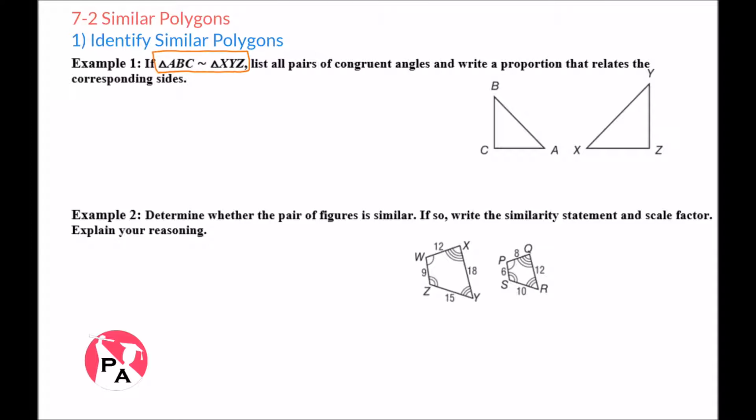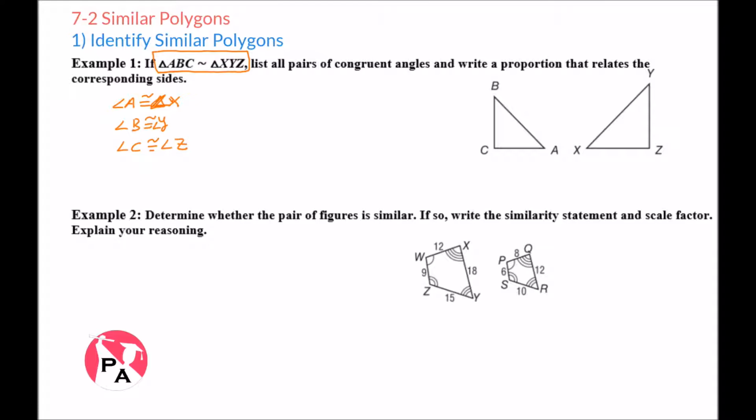So if you look at the similarity statement, the angles in the same spots are going to be congruent. For example, A and X, angle B and angle Y are congruent, angle C and angle Z are congruent. So let's make a list of these angles. Angle A is congruent to angle X. Angle B is congruent to angle Y, and angle C is congruent to angle Z. So now we are done with the congruent angles.